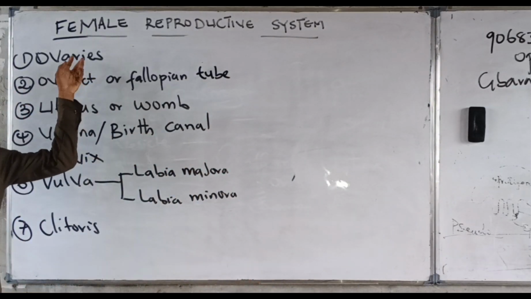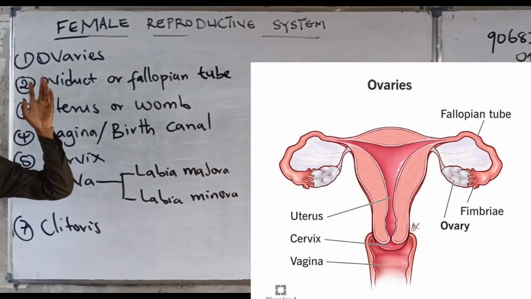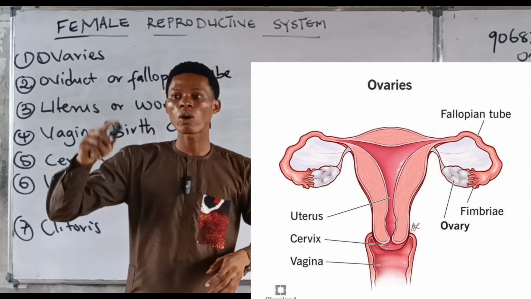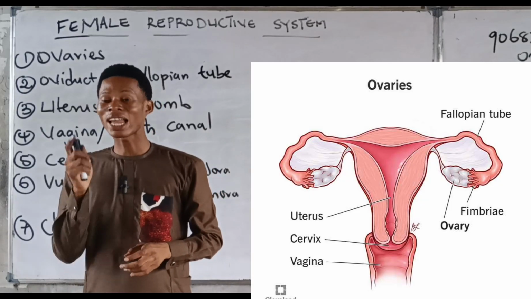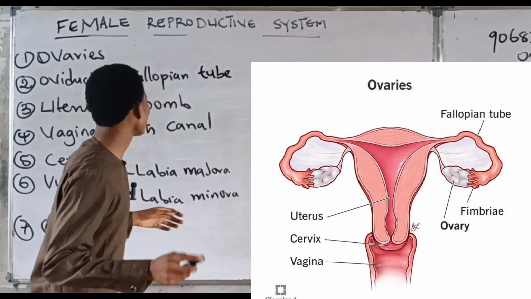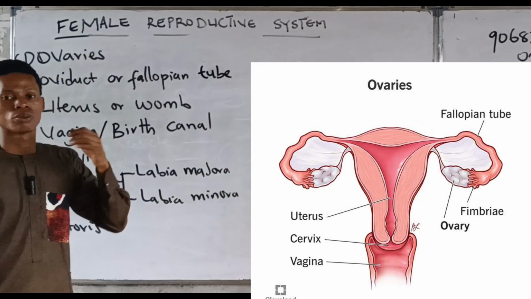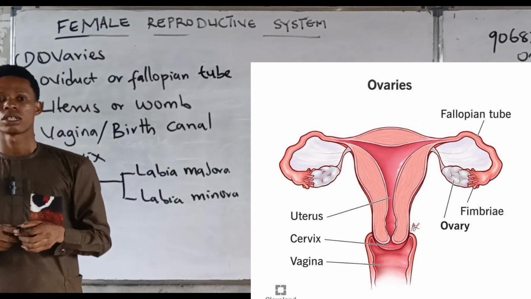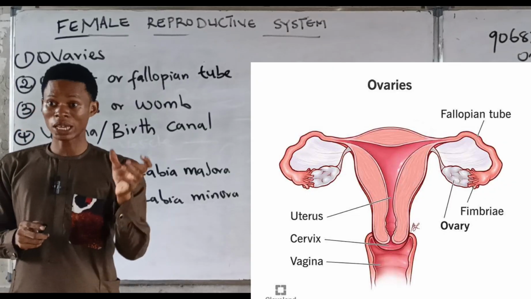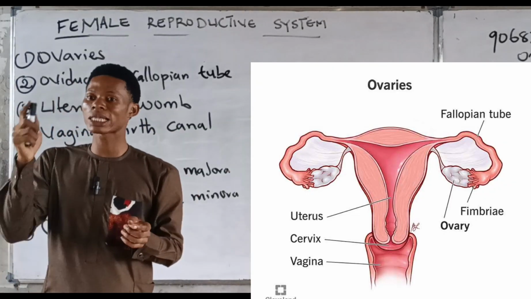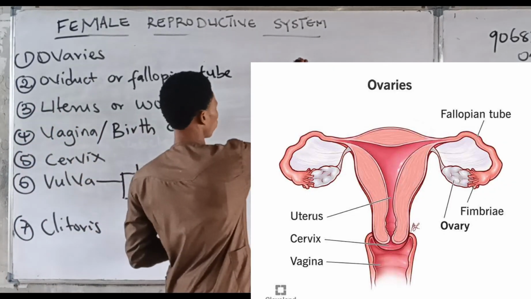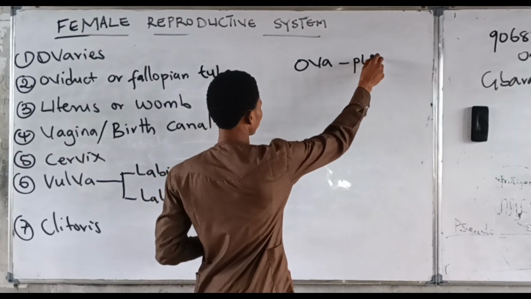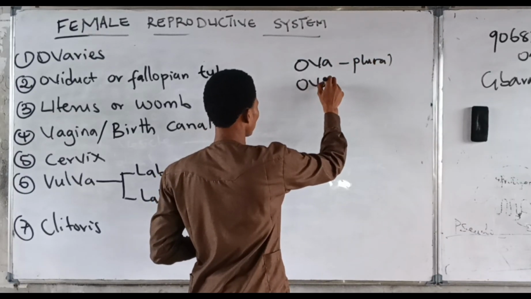The ovaries. Now, the ovaries are a part of the female reproductive system where what is produced? The eggs are produced. So the egg is produced in the ovaries. If you don't call it egg, you call it what? Ova. Ova is plural, while ovum is singular.